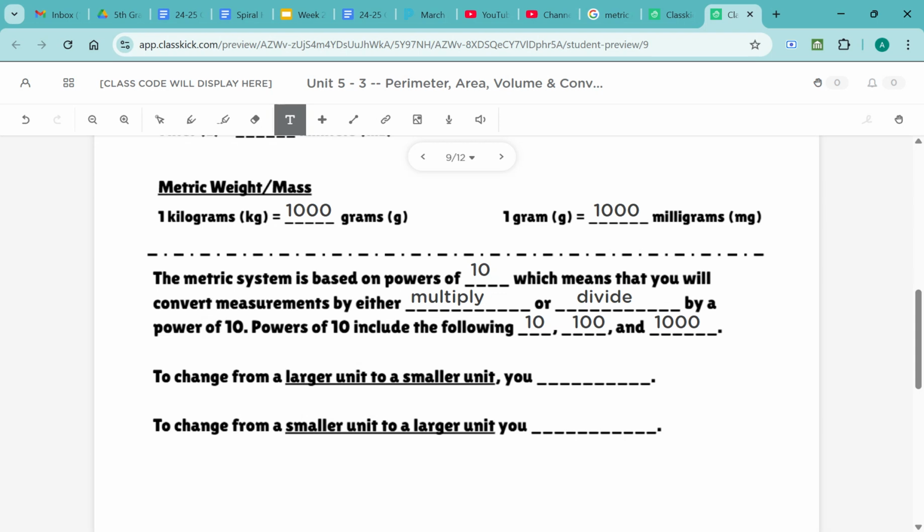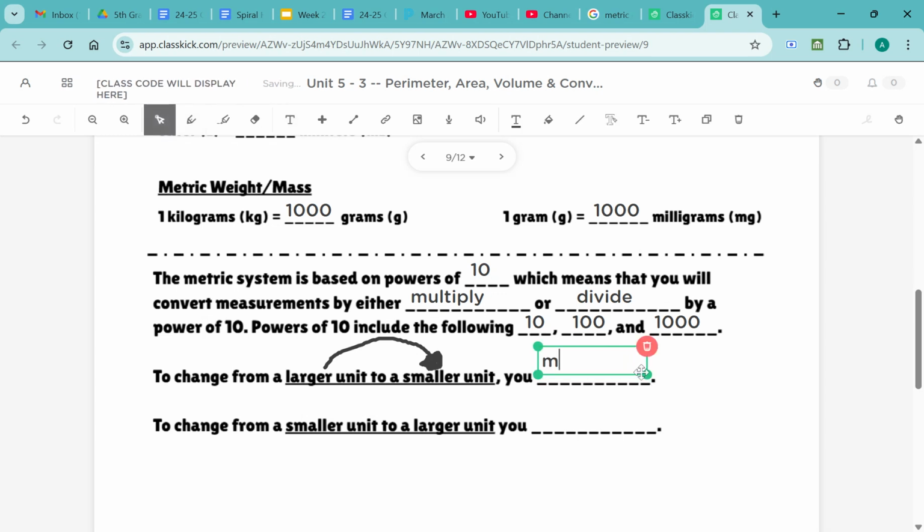Okay, here's one thing we want to make sure we know. Whenever we are converting, so we're going from 1 unit to a different unit, whenever we're starting with a large unit and we're trying to change to a smaller unit, that is a hint to tell you to multiply.